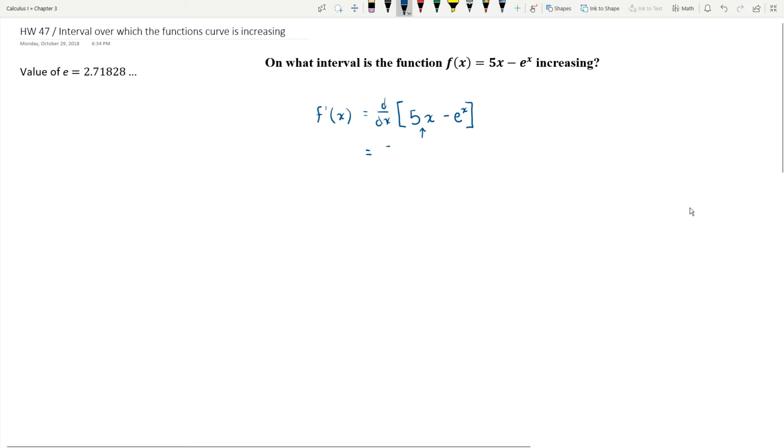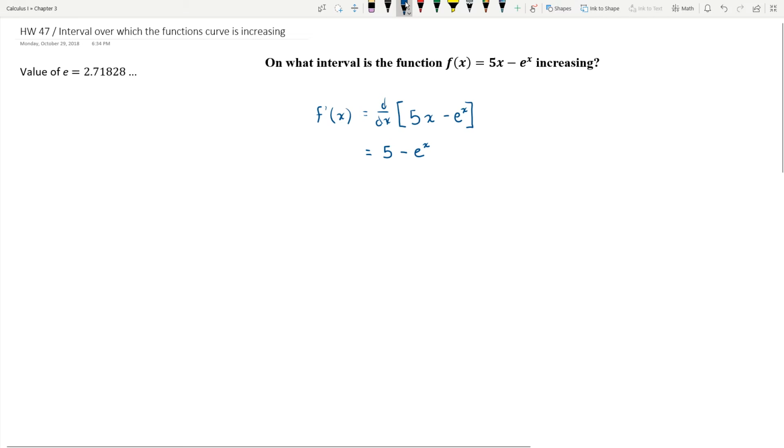1 times 5 is 5. x to the first minus 1 is x to the 0, which is just going to be 1. So we have 5 minus, and we have found that e to the x, the derivative of that is simply e to the x. So that's an important one to remember because apparently that keeps coming up. All right, so now we have our derivative function.